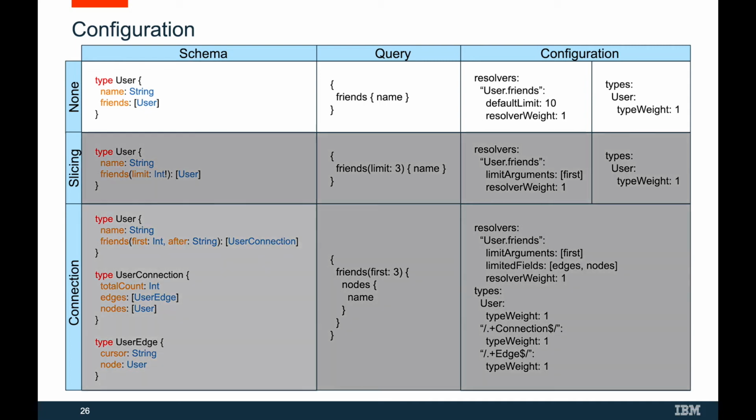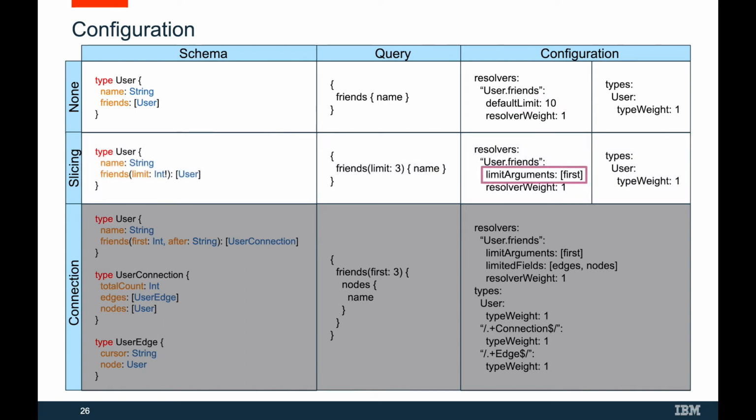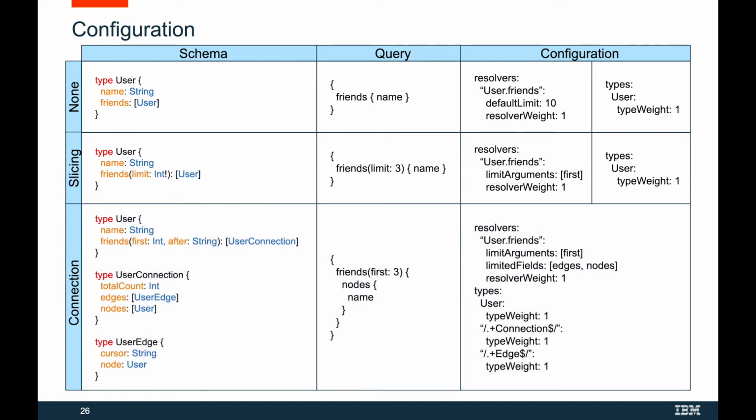For example, for unpaginated list fields, we can set a default limit which will represent the maximum number of objects that the field will return. For the slicing pattern, we can identify limit arguments. If a limit argument is used in a query, then the analysis will use the argument value as the maximum number of objects that the field will return. Lastly, for the connections pattern, we set not only the limit arguments, but also the limited fields. The limited fields allow the analysis to properly handle the indirection in the connections pattern.